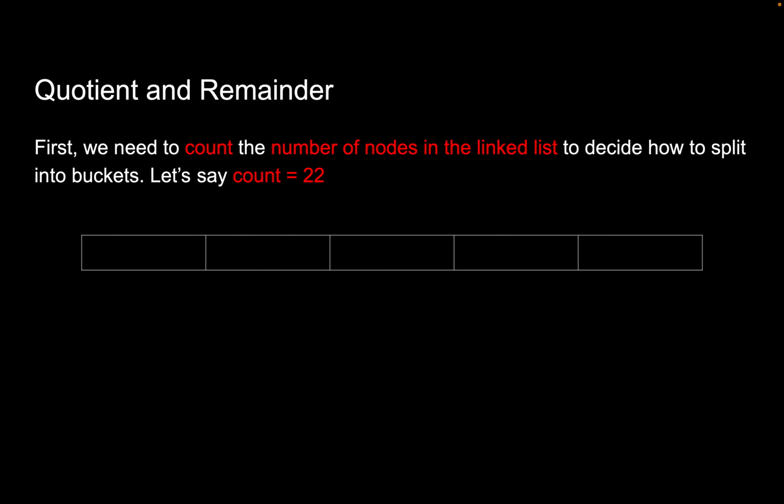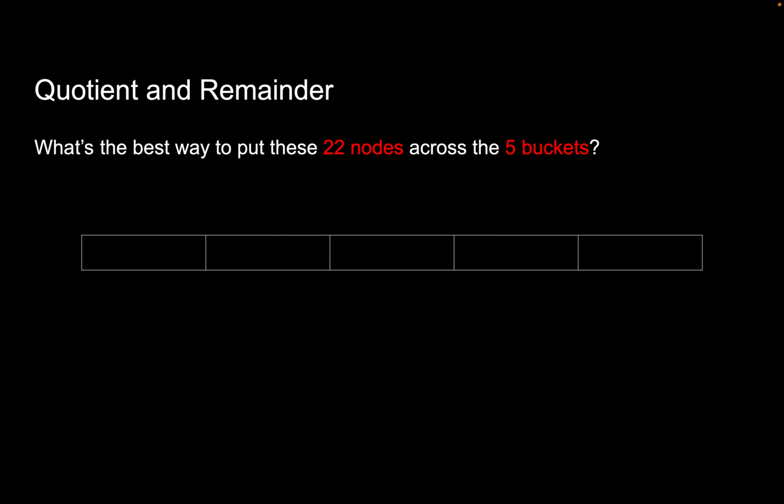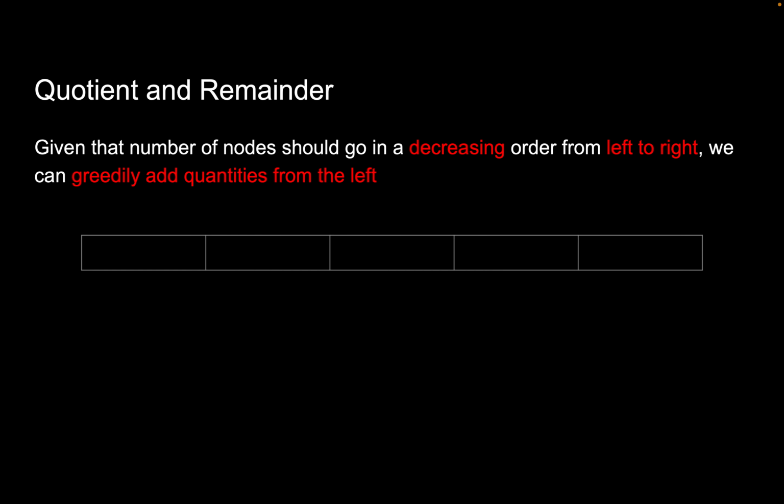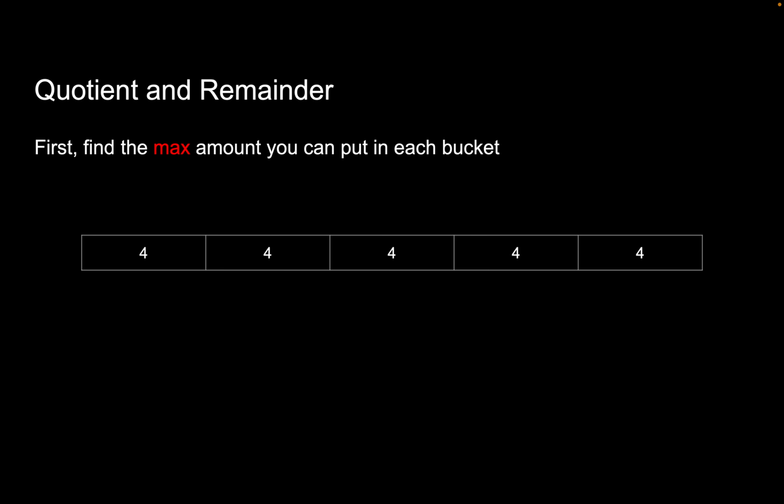First, we need to count the number of nodes in the linked list to decide how to split them into buckets. So let's say count is 22, which means you have 22 total nodes in the original linked list. What is the best way to put these 22 nodes across the 5 buckets? Given that the number of nodes should go in decreasing order from left to right, we can greedily add quantities from the left. This will ensure that whatever is on the left is always greater than or equal to whatever is on the right, quantity wise.